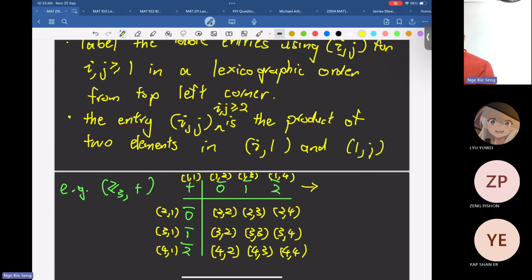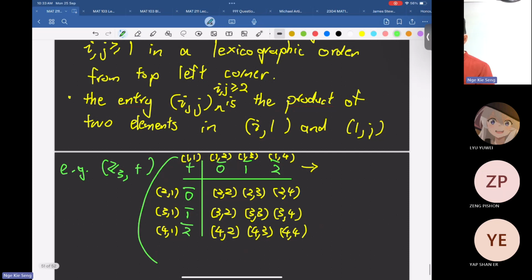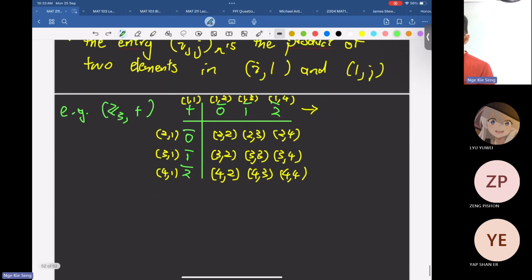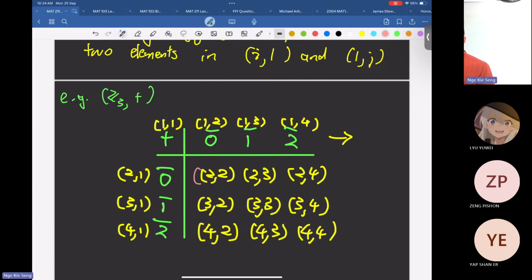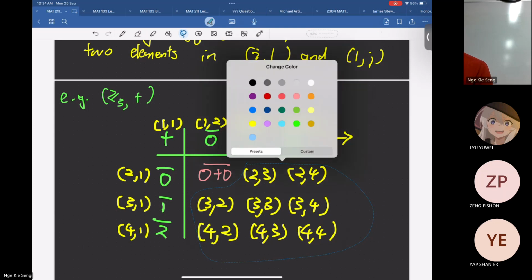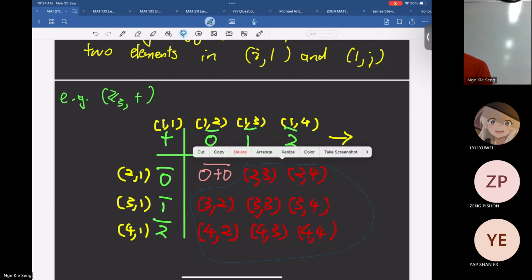Okay, let's check this. So you see, 2,2 here is the product of 2,1 and 1,2. So if I take the product of 2,1 and 1,2 here, what do I get? Let's make this bigger here. So here is 0 plus 0 here.